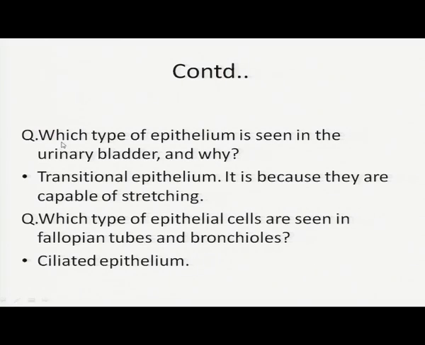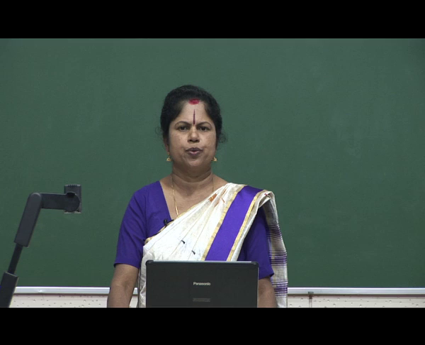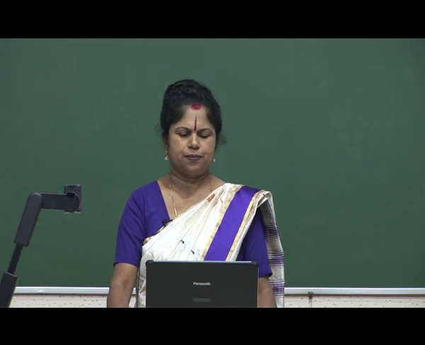Your third question was, which type of epithelium is seen in the urinary bladder and why? Yes, of course, the transitional epithelium. Why is it seen in the urinary bladder? Already I have told you, it is capable of stretching. So, it is present in the urinary bladder. It can stretch and accommodate maximum amount of urine for temporary storage.